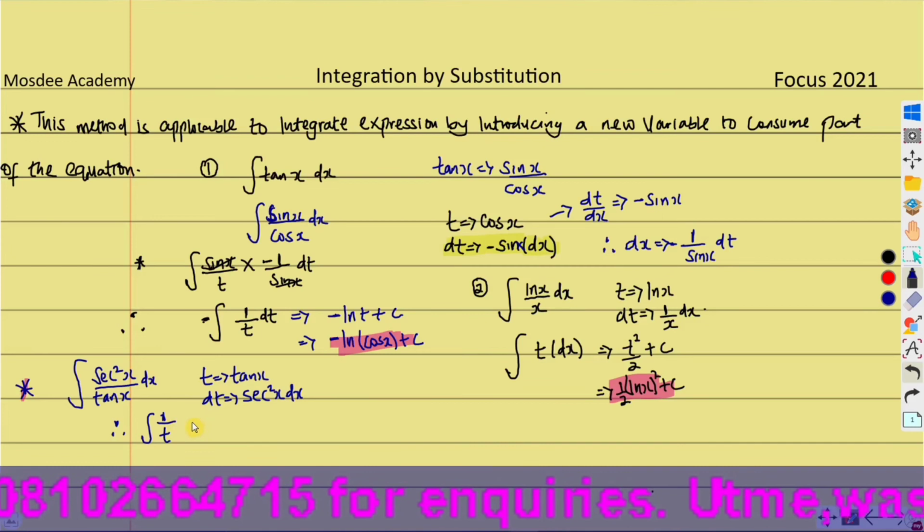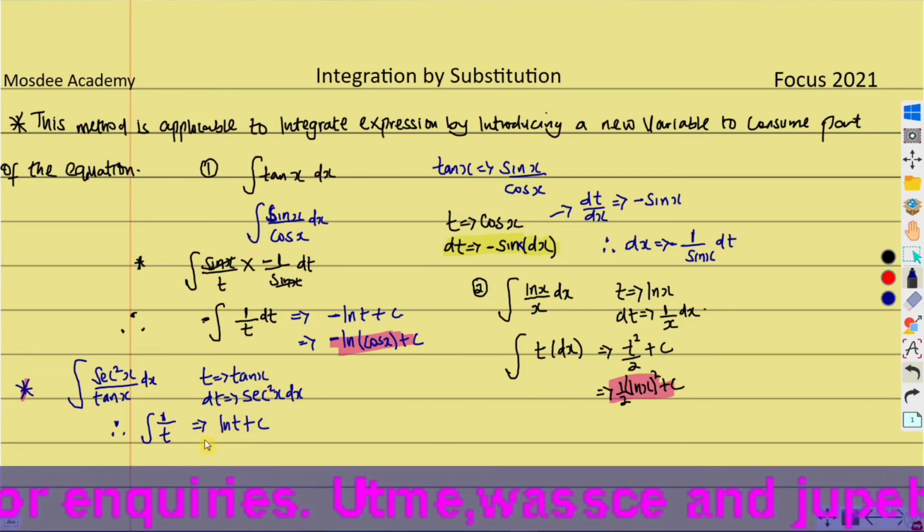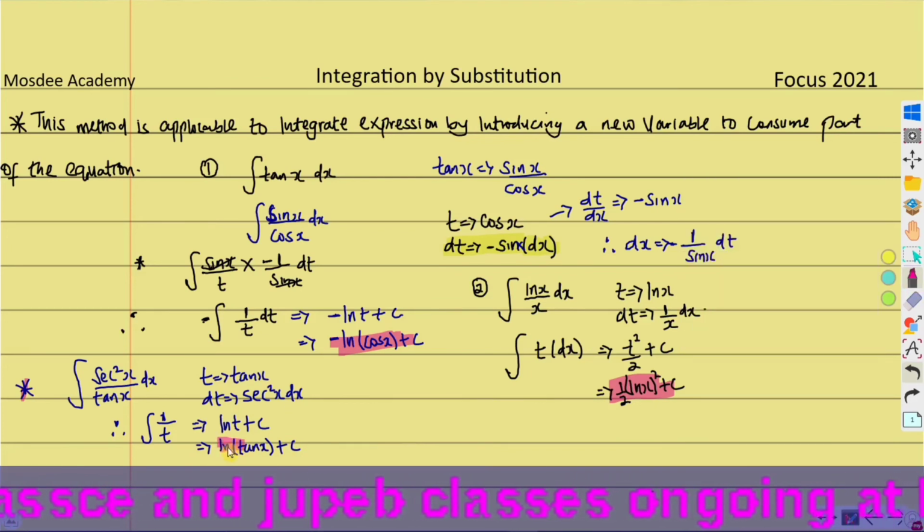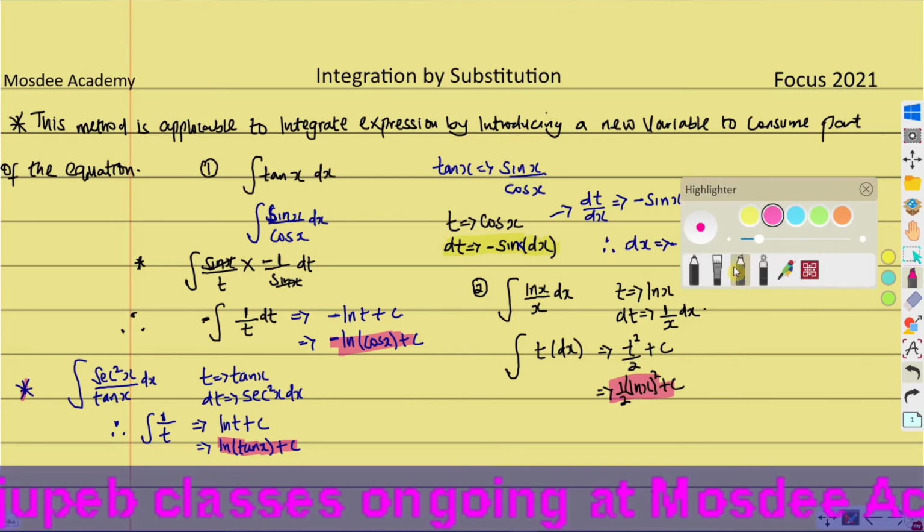So if I integrate 1 by t, everybody knows it will give me what we call ln of t plus c. Recall that t was equal to tan x. Final answer will be ln of tan x plus the arbitrary constant. I hope students are getting this. So please always have it in mind that substitution method is employed in such a way that it will always consume the first part. We can take 2 more. So let's see in this slide, we can take 2 more before we move to the next slide.